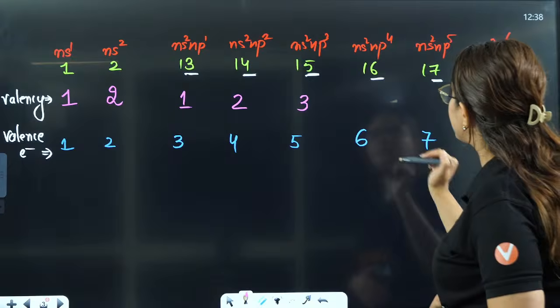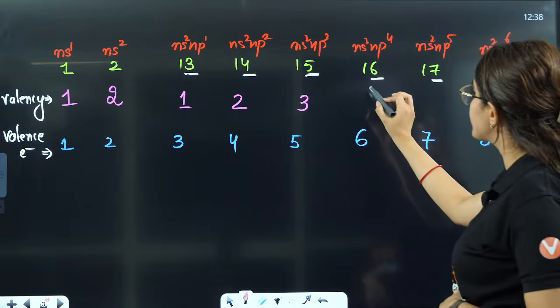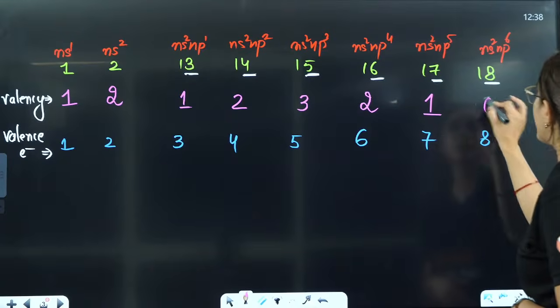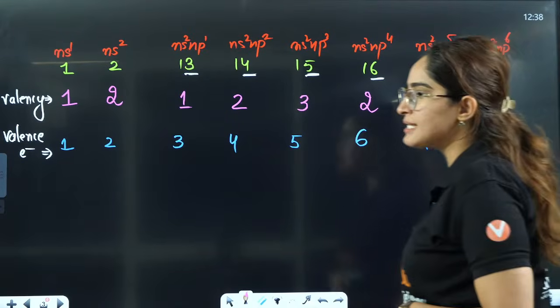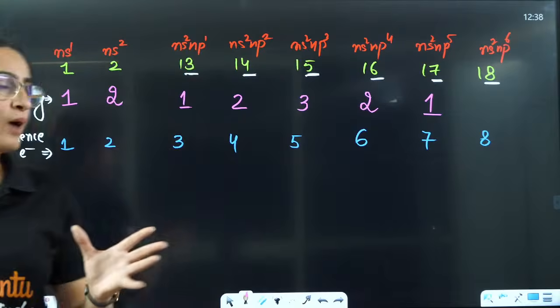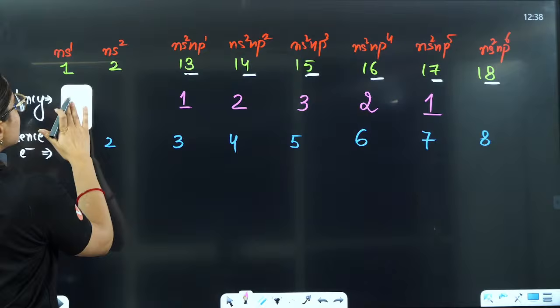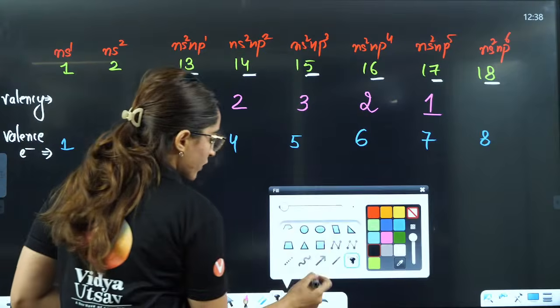Valency, so we have seen. Here it is N4, so it is going to gain 2 electrons. Here it is going to gain 1 electron. Here no electrons it will gain, right? Accordingly, you have group 1, group 2. Usually it is not asked, so you can skip this. But this one is important for you.